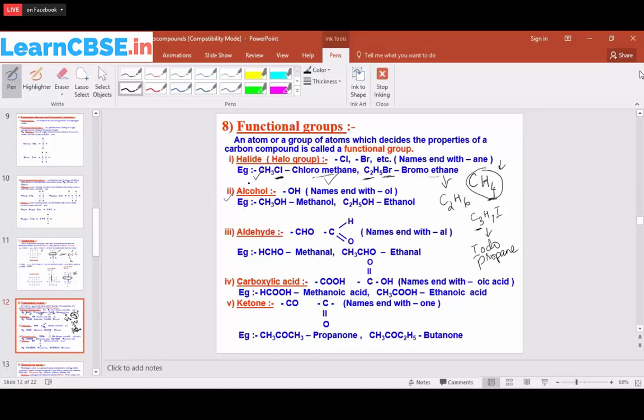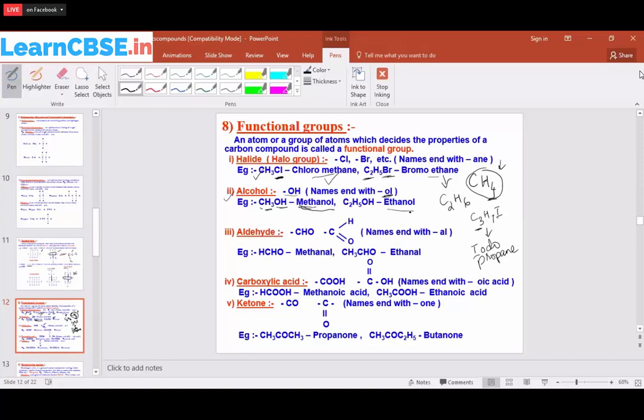Next one is the alcohol. The alcohol has the functional group OH. So it always ends with OL. OL means alcohol. From the name itself, we can identify which functional group is present in the particular hydrocarbon. So methanol. OL indicates that an OH group is present. Meth indicates that only one carbon atom is present. In that carbon atom we have the OH group, and the remaining bonds we have to satisfy with hydrogen atoms.